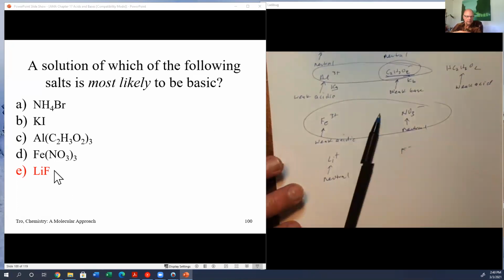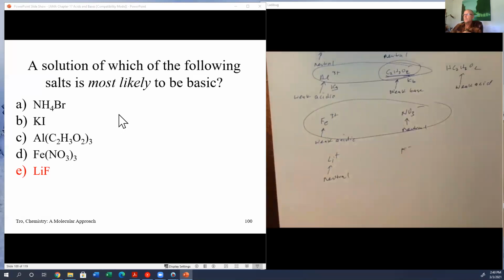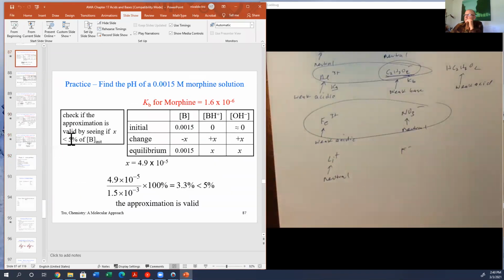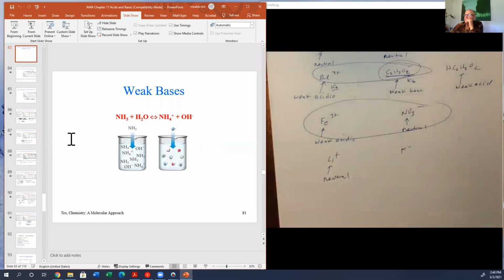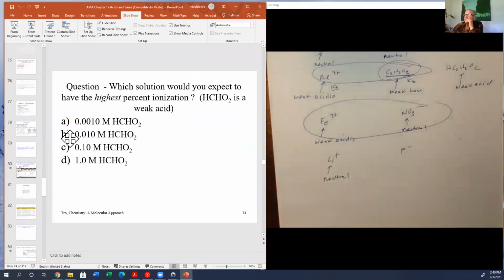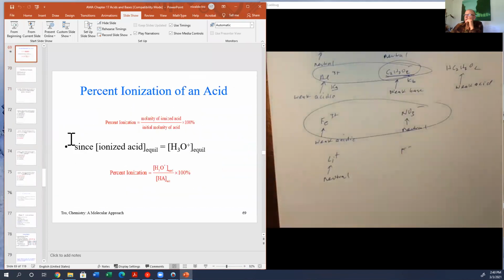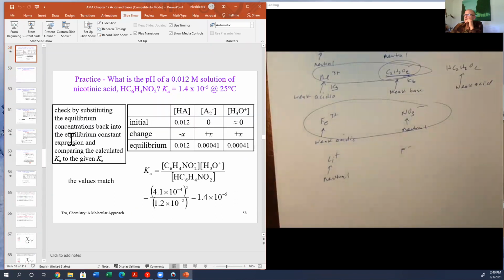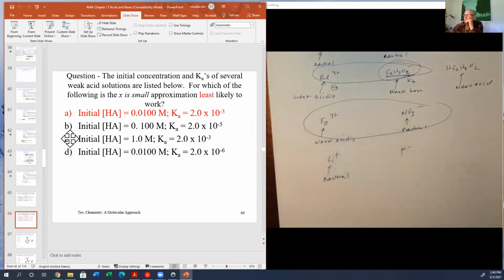So weak bases, let me go back. Let me go back because maybe that's part of the issue. This PowerPoint is a little bit finicky, and so it might take me a minute. Remember when we talked about weak bases last time? Where was my table? Oh, I passed it.